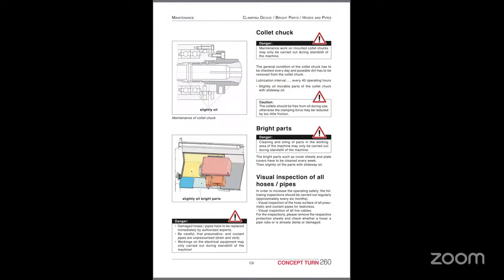So this machine has polished surfaces such as guideways, shafts, etc. Apply a protective oil film in those areas to prevent rust and corrosion. You should visually inspect all the hoses and pipes. Check for any air leakage, oil leakage, coolant leakage, etc.